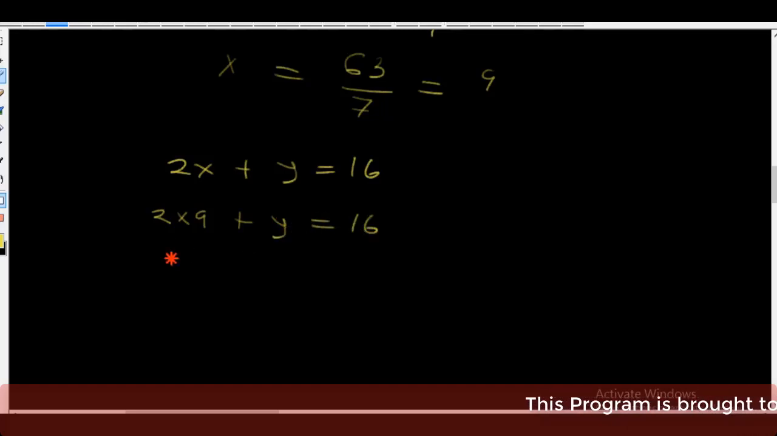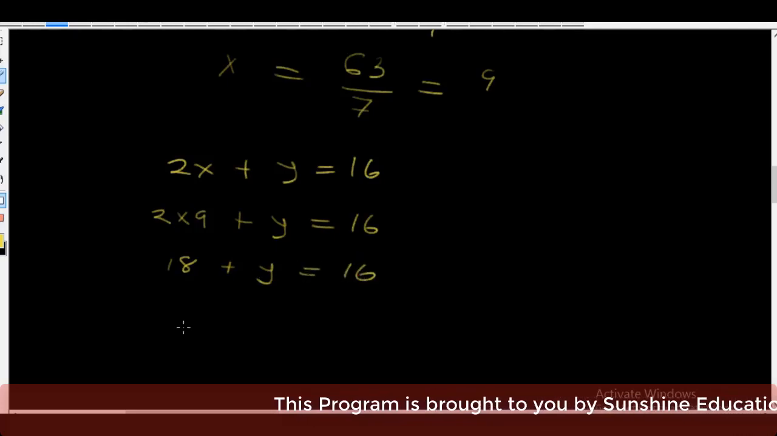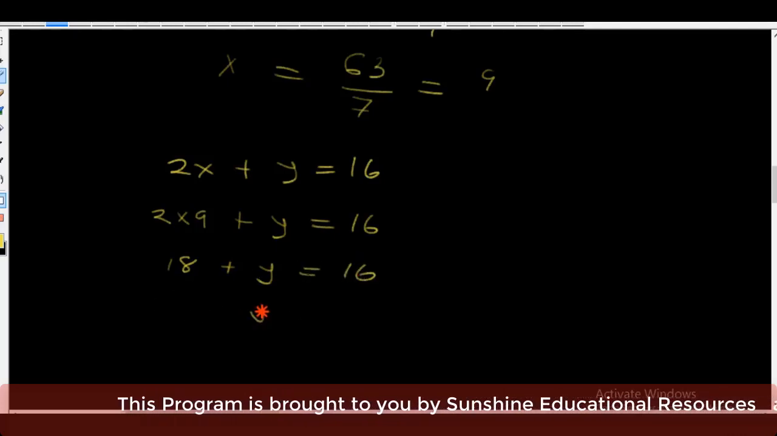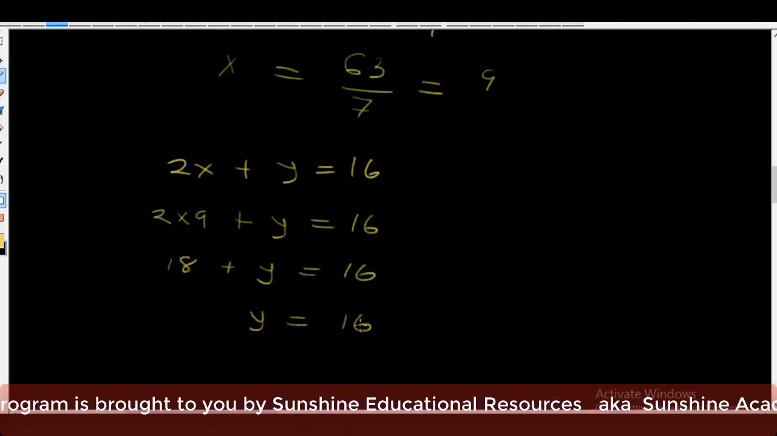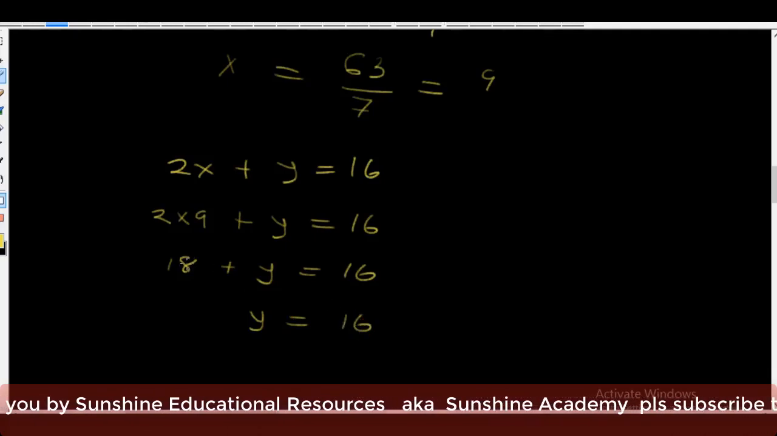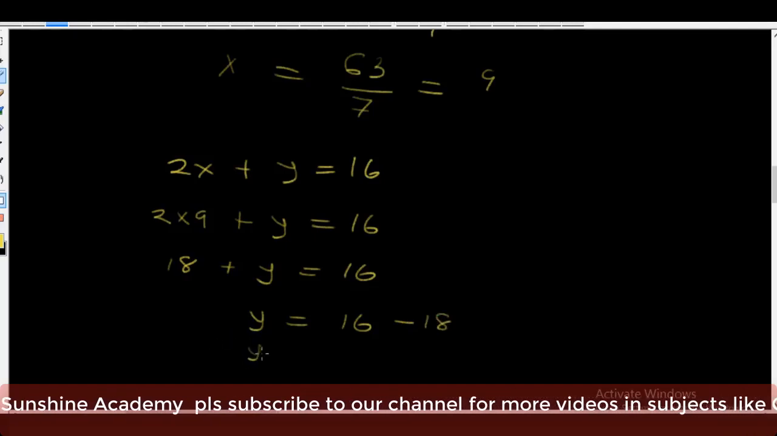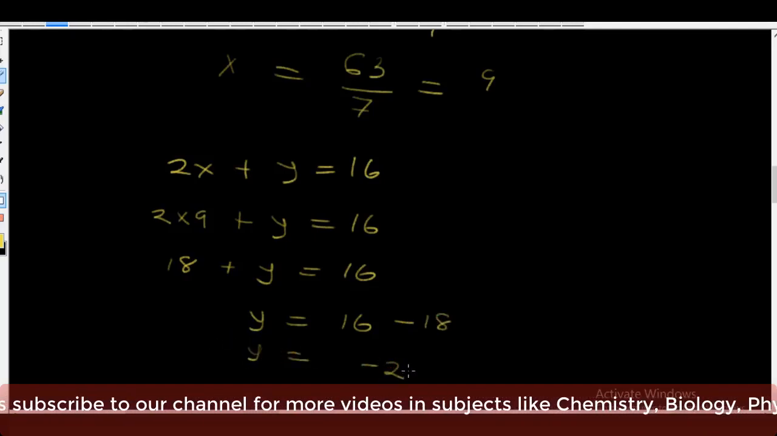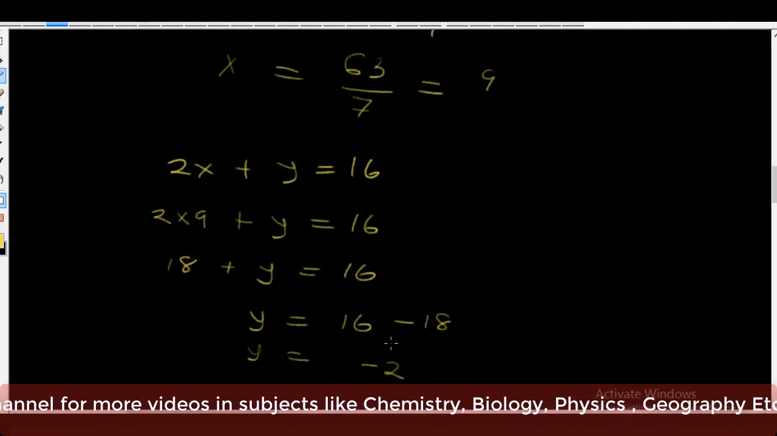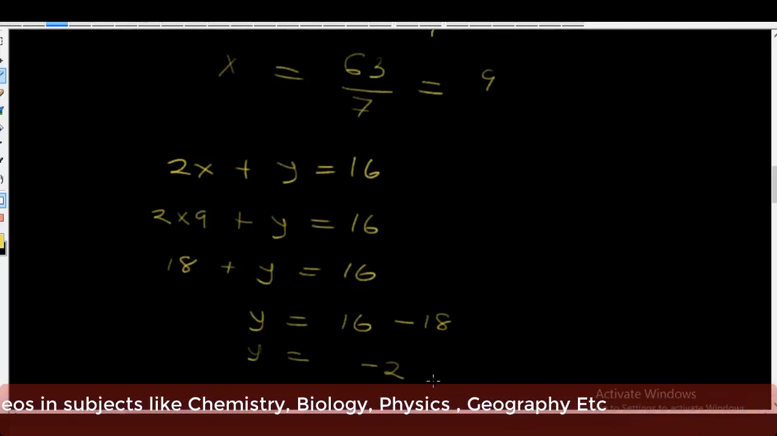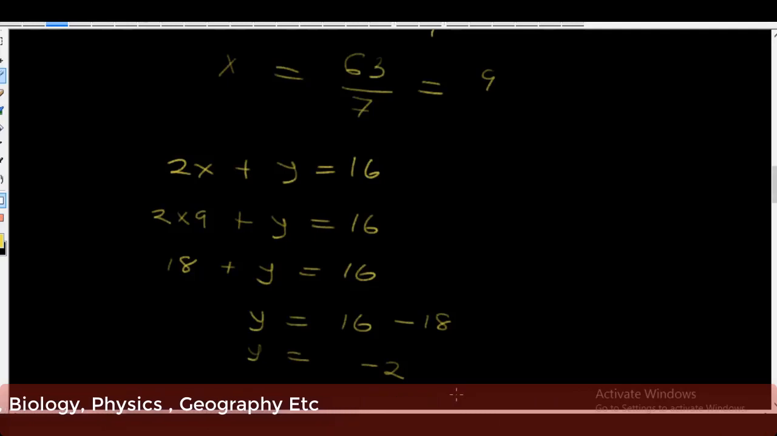2 times 9 is equal to 18, plus y is equal to 16. So let's say y now is equal to 16. Remove this 18 from the left hand side to the right hand side, it becomes minus 18. Y therefore is equal to minus 2. So our x is equal to 9 and y is equal to minus 2. So we have just used the substitution method to solve for x and y in this simultaneous equation.